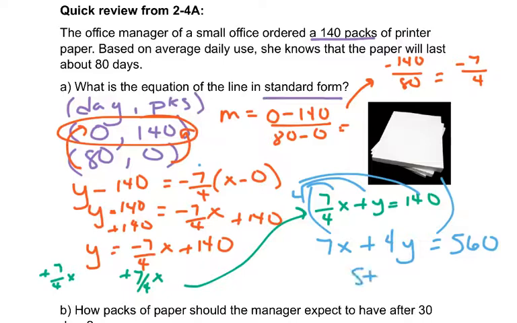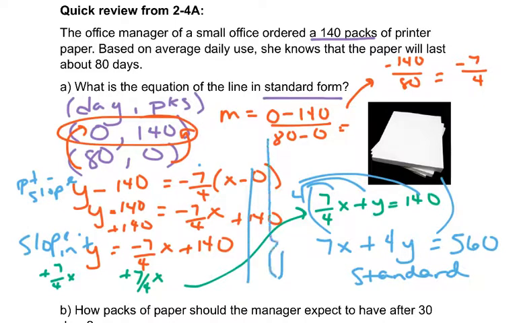So this is standard form, where x and y are on one side. This is slope-intercept. And we started with point slope. So that's a quick review of all of the different versions that we had in our lesson yesterday. All right.